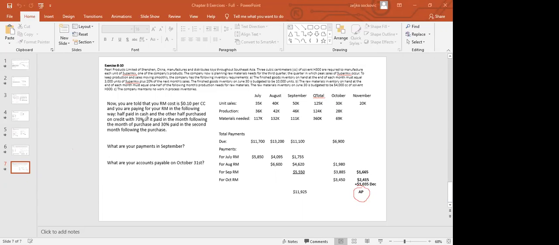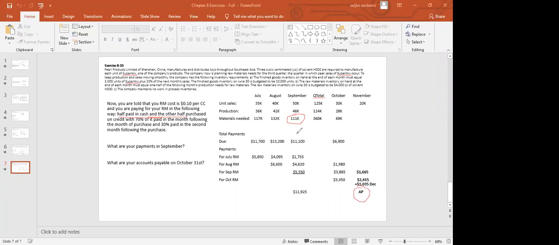So what do you need to pay? Well, you need to follow the policies, right? So half is paid in cash. What does it mean? Half is paid in cash. Well, that means in the month of purchase, right? The month of purchase. So we have here 111,000, for example, for September, the materials needed.